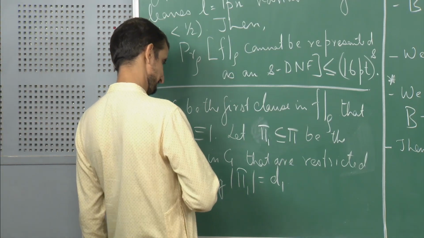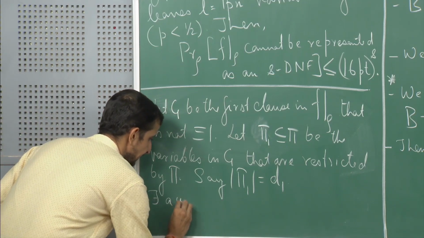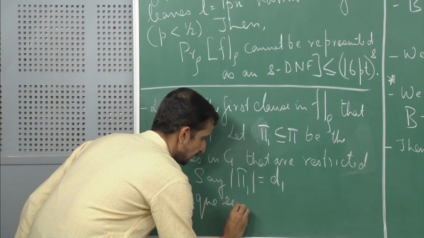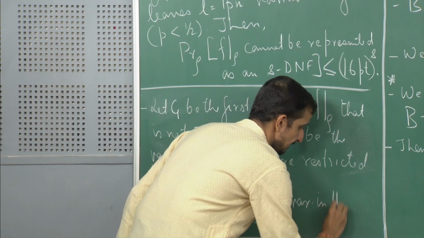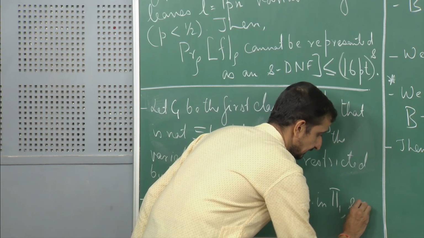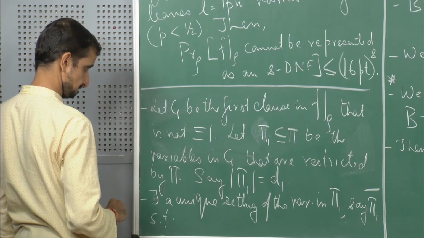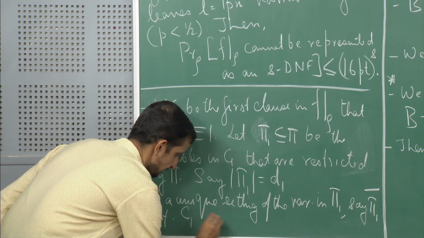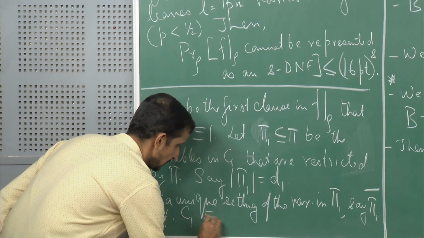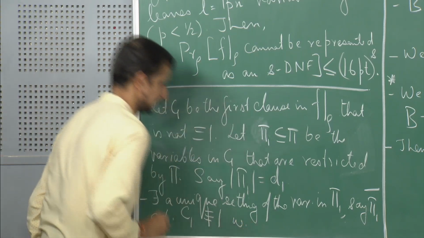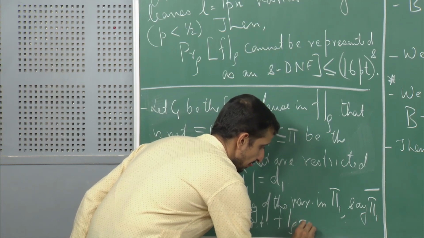Now, there exists a unique setting of the variables in pi 1, okay, let us call it say pi 1 bar, such that C1 is not identically 1 with respect to F restricted to rho pi 1 bar.